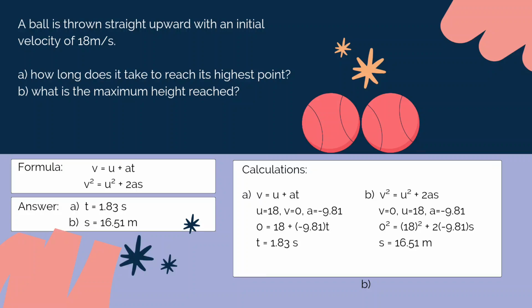For question B, to find the maximum height, which is s, we use the equation v squared equals u squared plus 2as. Insert the values of v equals 0 meters per second, u equals 18 meters per second, and a is negative 9.81 meters per second squared to find s. Then, we solve the equation and get the maximum height is 16.51 meters.